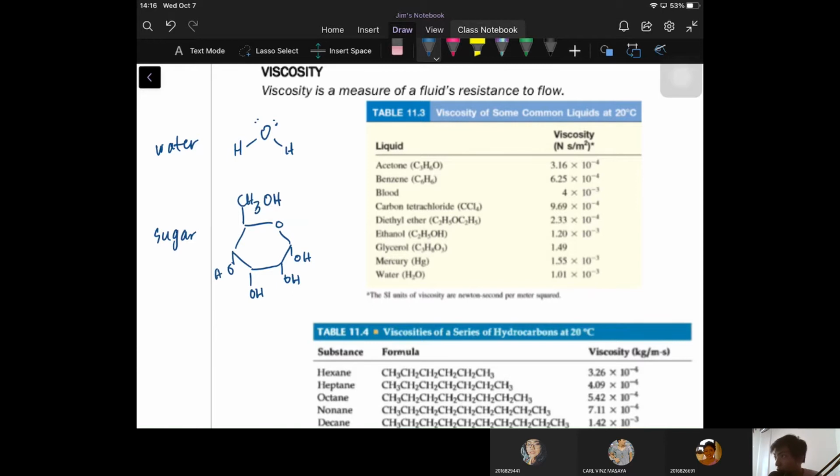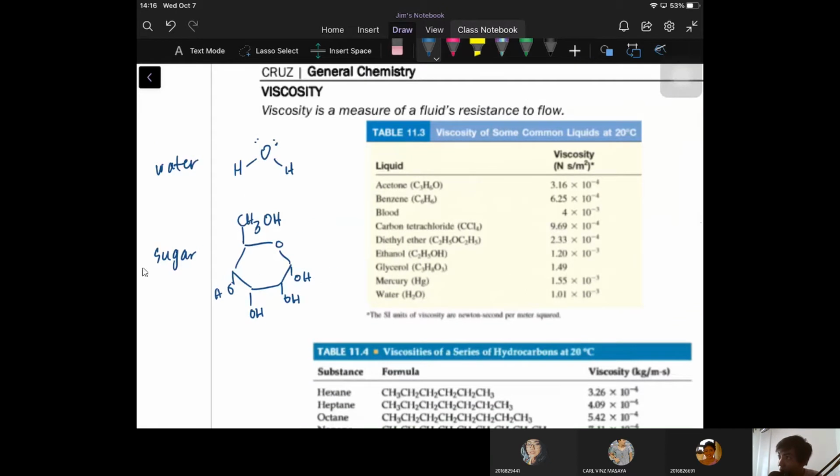So, hindi ko alam kung anong sugar tong drawing ko, no? Pero ganyan yung itsura ng sugar. Okay. So, at each end, may carbon dyan. Carbon, carbon, carbon, carbon, carbon. Tapos may hydrogens. So, that's sugar. So, ito water to. Okay.